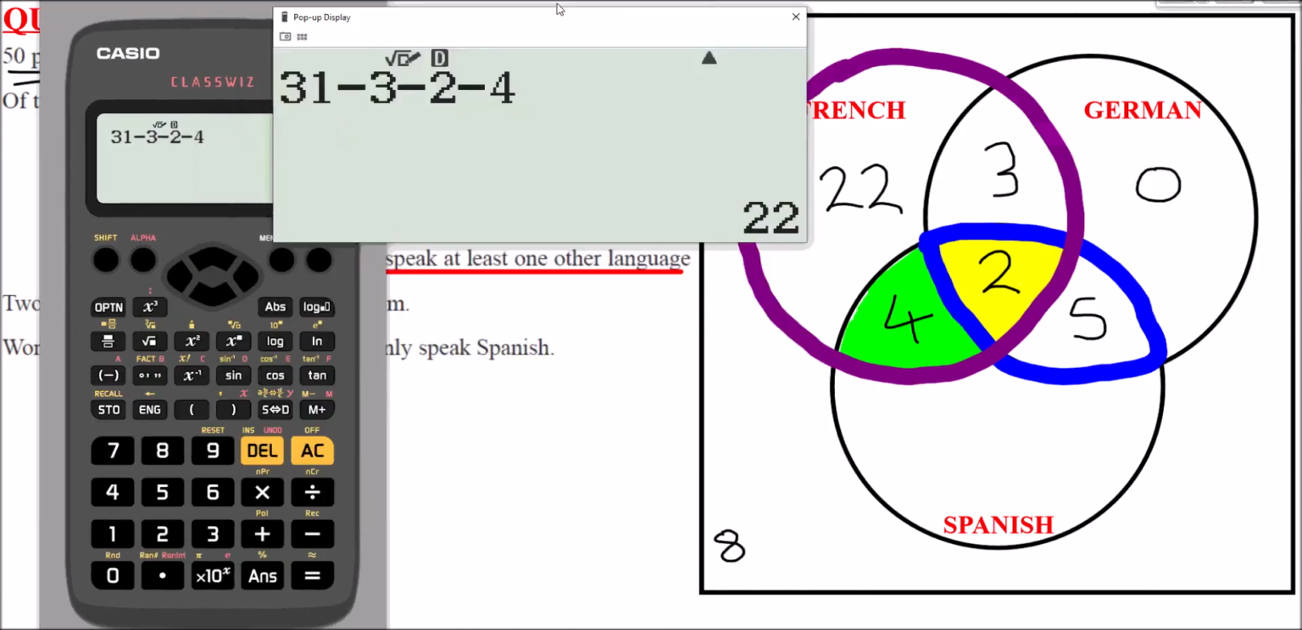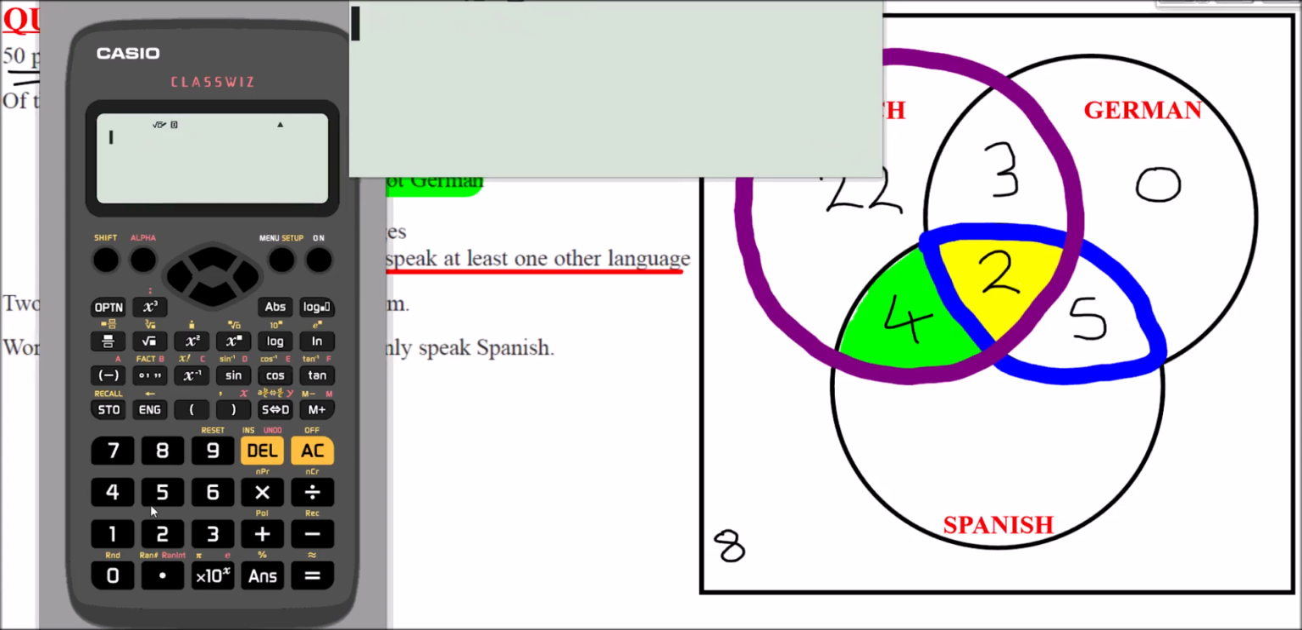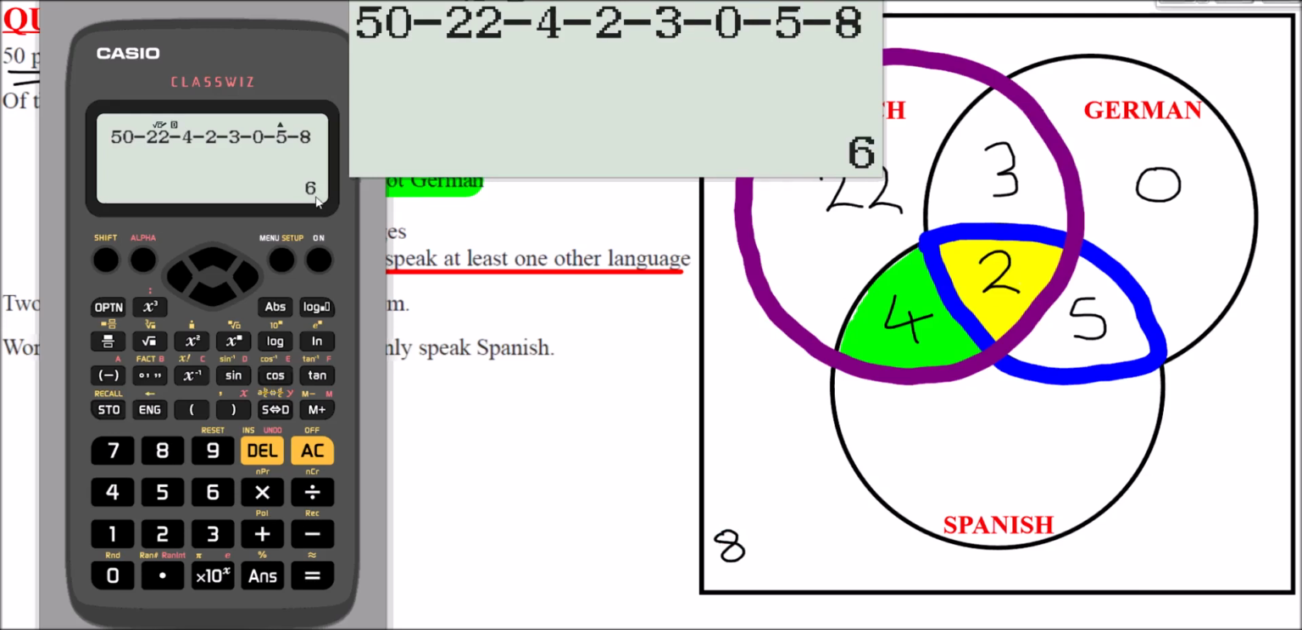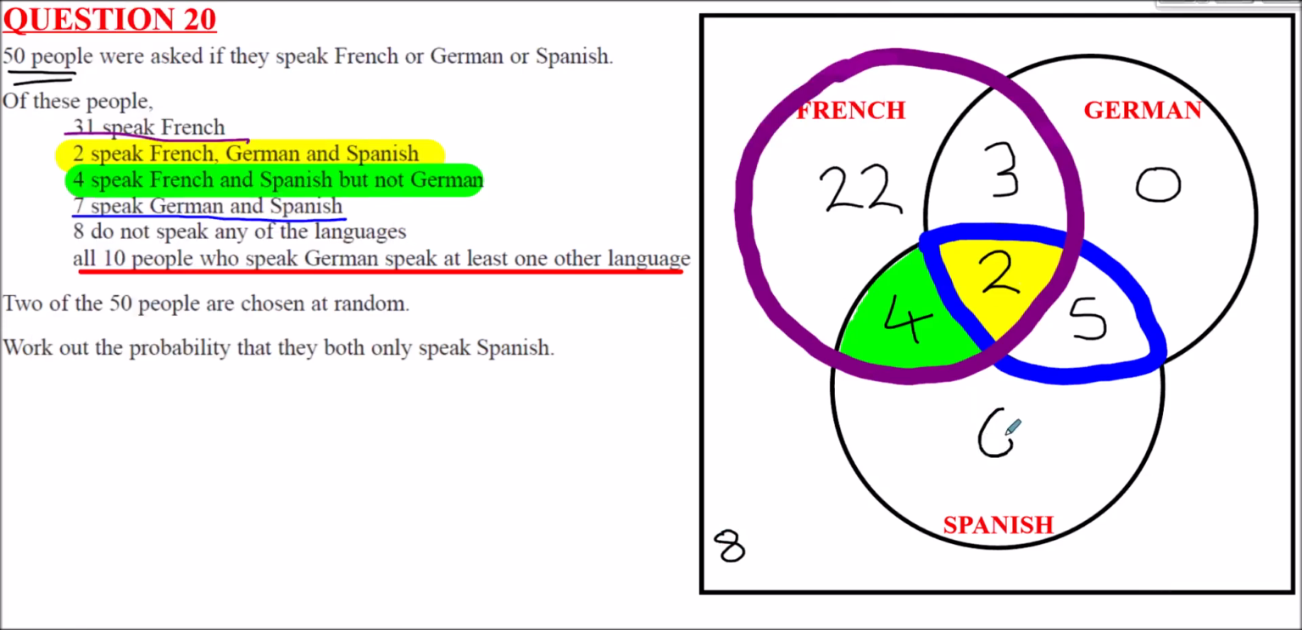So for this one here, I'm going to type 50 first, minus 22 just speaking French, minus the 4 people there that do French and Spanish, minus the 2 clever people that can do any language they want, lucky them, minus 3, minus 0, minus 5, and don't forget this 8, because there's 8 people as well that just don't speak any of these languages. So minus 8 gives us a total of 6. So therefore 6 people just speak Spanish on its own.